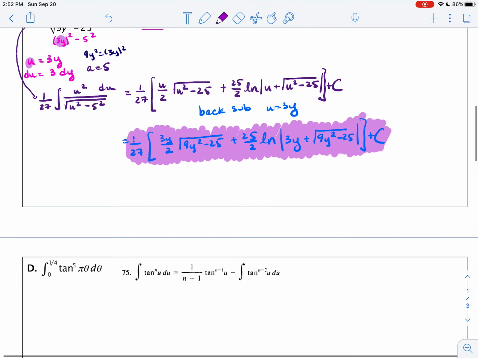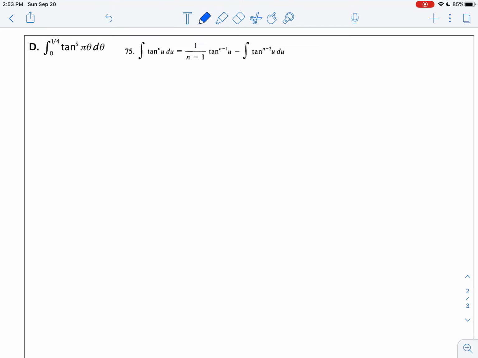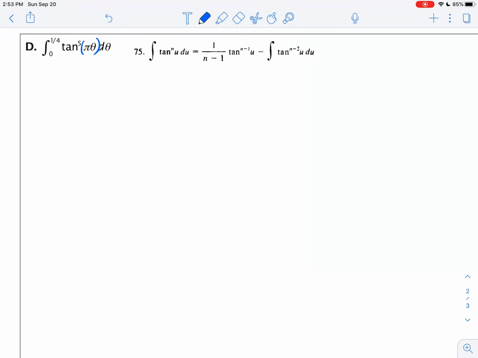Hopefully that is clear. Sometimes you need to make a u substitution before using the table. Again, here's one, and usually in the big bad table of integrals there's a section on trigonometric integrals, or integrals that contain powers of trigonometric functions. This is the case where we have tangent to the 5th of pi theta. And I'm going to make a u substitution. Again, that's reinforcing the u variable in the standard tables of integrals.